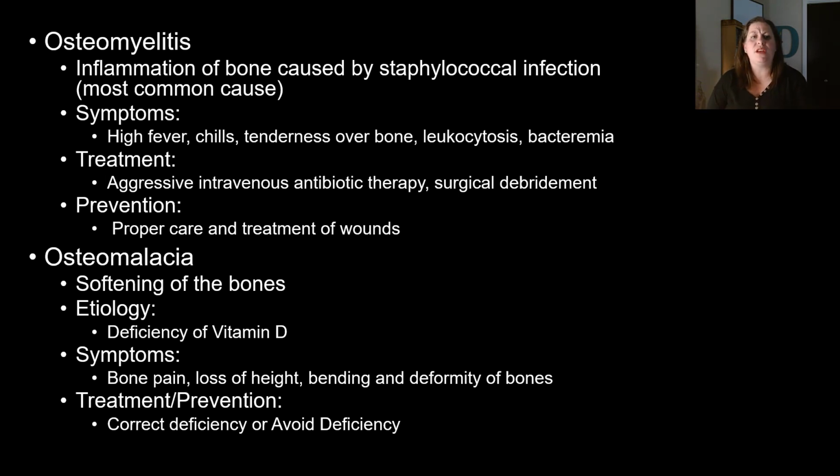So our next one on here is osteomalacia. This is a softening of the bones. We do see that this could be due to a defective mineralization that takes place in the bones. In children, we call this rickets. But this can also happen in adults.